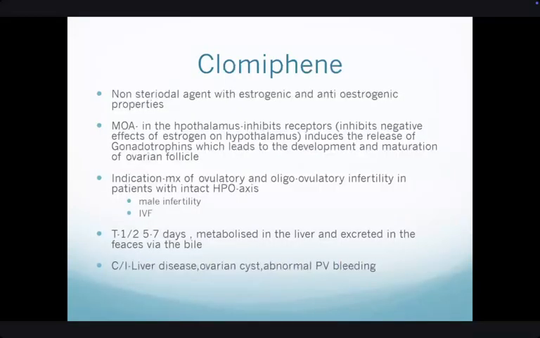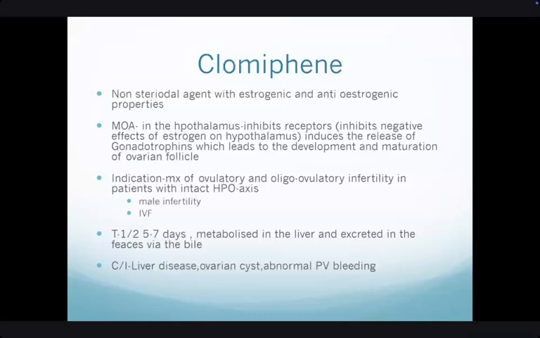Then we thought we should touch on clomiphene as well, as much as it's not under the classification of selective estrogen receptor modulators, but it also has estrogenic and anti-estrogenic properties. Its mode of action is in the hypothalamus, where it inhibits the negative effects of estrogen, inducing the release of gonadotropin, which leads to the development and maturation of the ovarian follicle. It's indicated for management of ovulatory and oligo-ovulatory infertility in patients with an intact HPO axis.